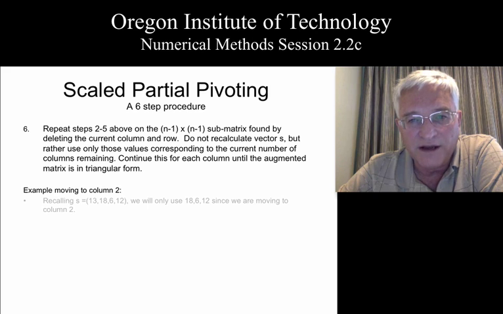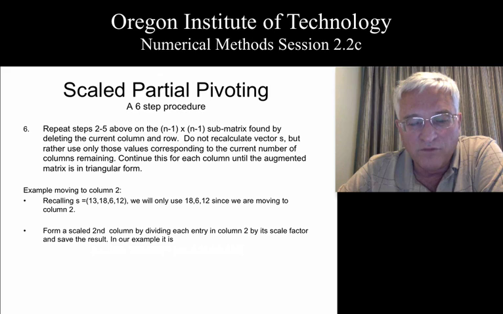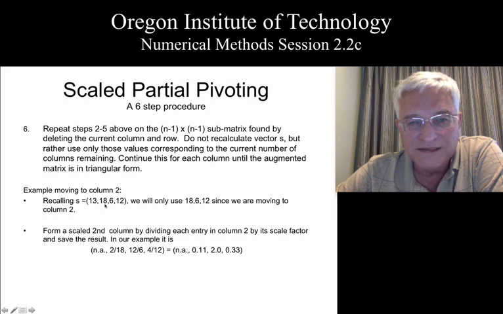So let's just take a look at how that works. S was this vector here that we had before. We're only going to use the last 3 values because that's what's applicable to this 3 by 3. And we'll form the second scaled column by taking each of the entries in column 2, excluding the first row because we're done with the first row, and divide by the maximum values. So the values were 2, 12, and 4 in rows 2 through 4 of the matrix, and we divide by the maximums 18, 6, and 12. And when I say maximum, remember I mean maximum in absolute value.